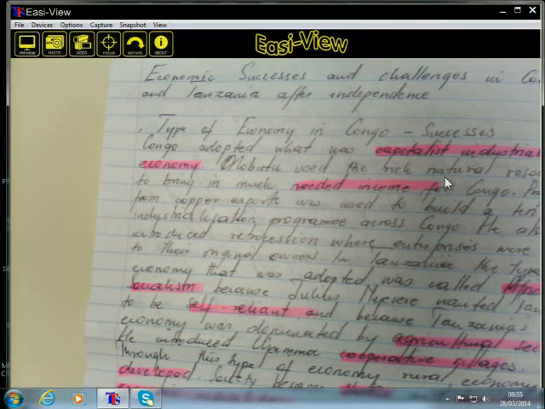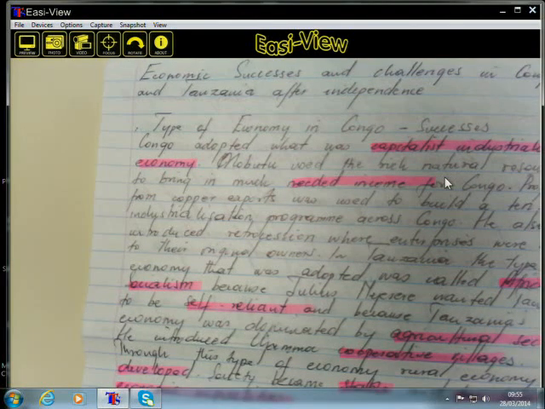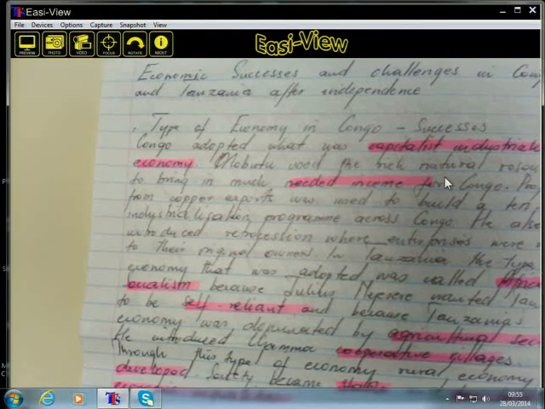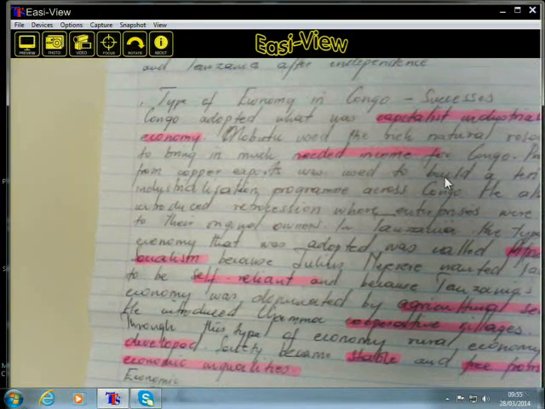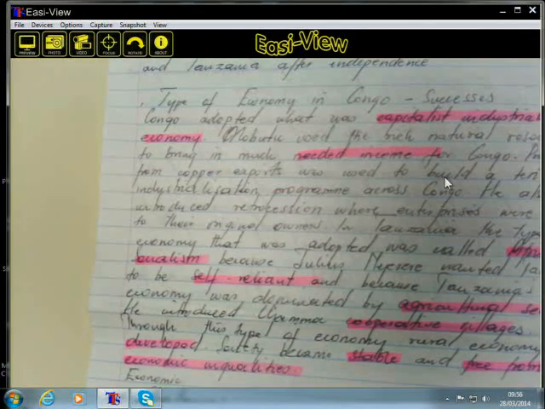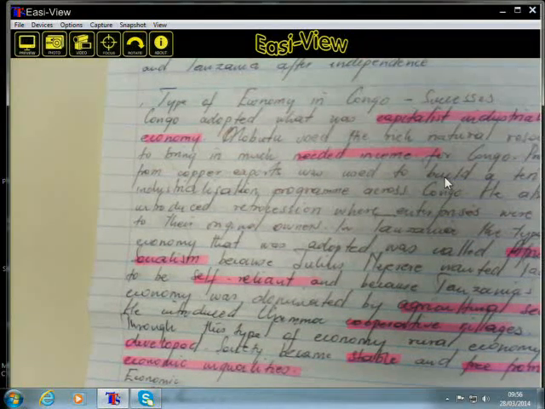And then we come to the challenges. Challenges in Congo and Tanzania in economy. Both countries, we say that their economy was not stable. Let us look at Congo. In Congo, after Mobutu took over business from foreign owners, there was economic crisis in Congo.